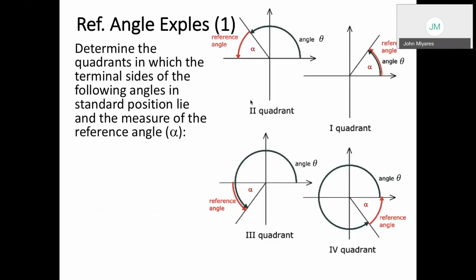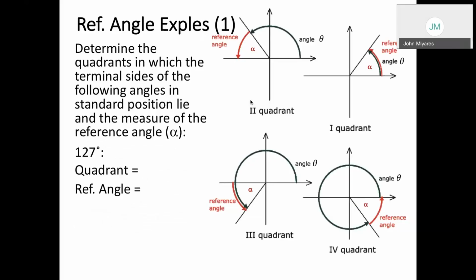Let's try a few examples. Determine the quadrants in which the terminal sides of the following angles lie in standard position, and what is the measure of reference angle alpha. Here's the first one, 127 degrees.